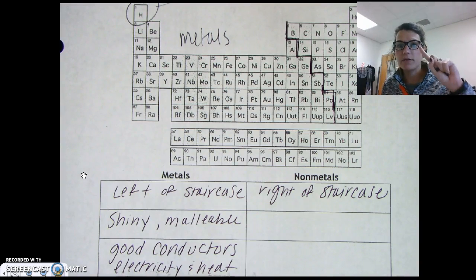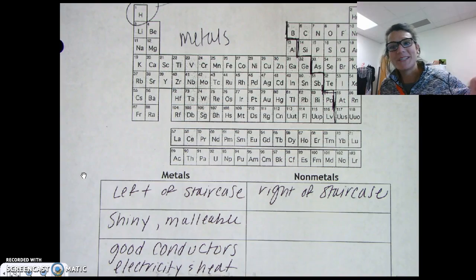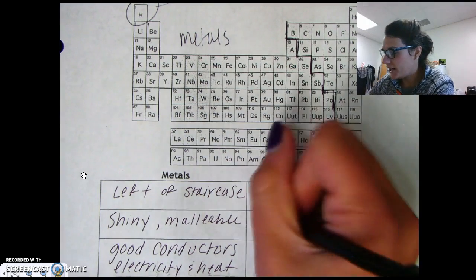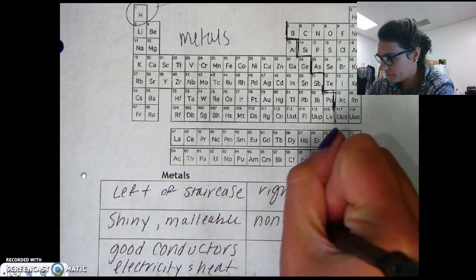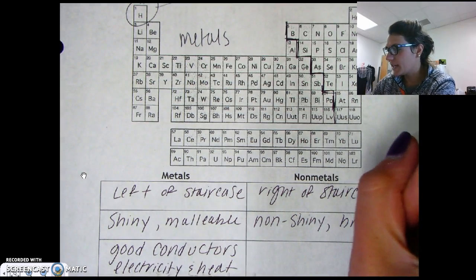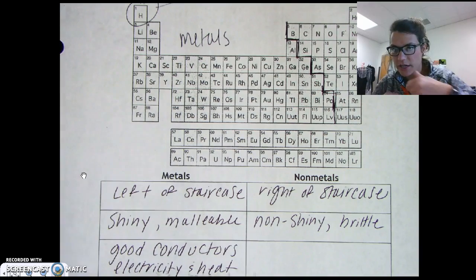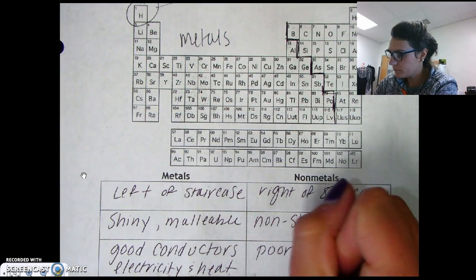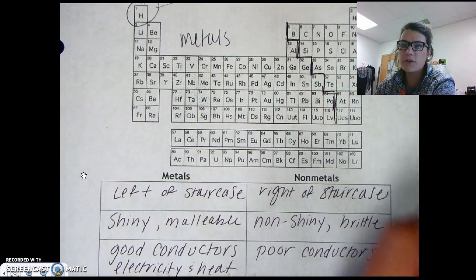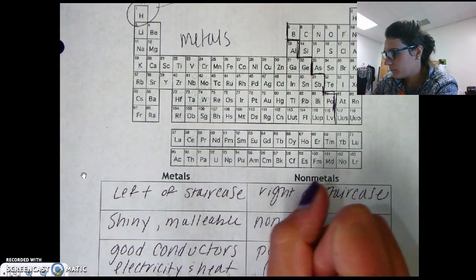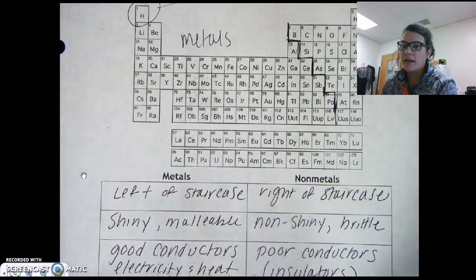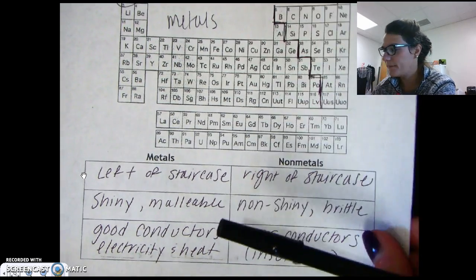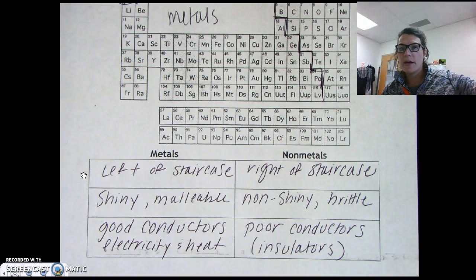Now here's the nice thing about metals versus nonmetals. Nonmetals are just the opposite of what metals are. So not only are they to the right of the staircase, they're not shiny. They're brittle, meaning I can't take a hammer to it and make this nice thin sheet. It would shatter and break apart. And they're poor conductors. So if they're poor conductors, what do you think we use them for? As insulators. They're the things that actually go around the metal to keep the heat or the electricity in. So that's where we're going to find metals versus nonmetals.